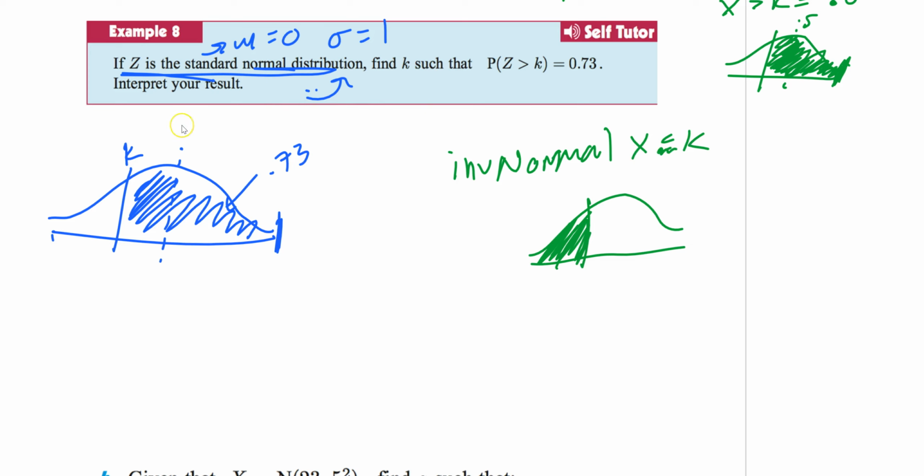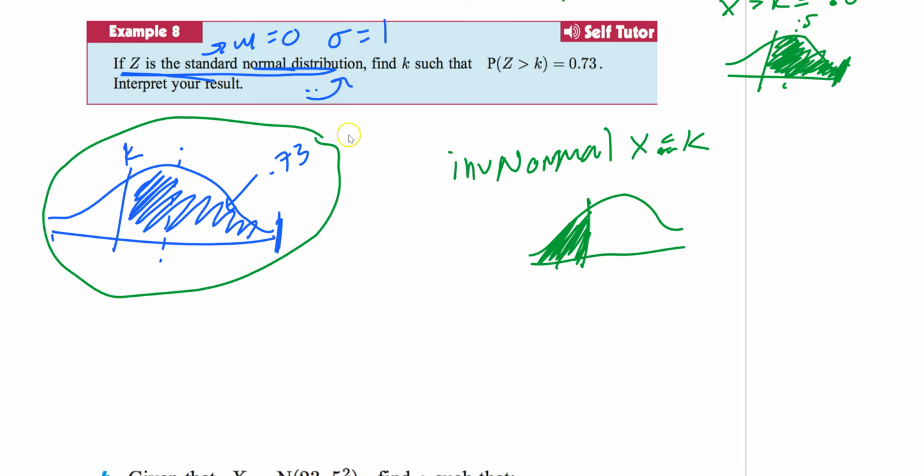So what I do is this. Remember I said all this equaled 1, right? Because it's like a probability. Max probability is 1. So if you want to find out what this side is, you just do 1 minus 0.73.